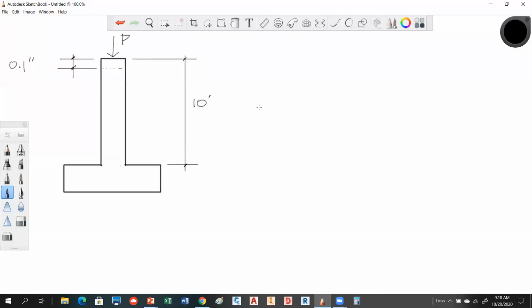So strain, quite literally, is defined as your incremental amount of change divided by your original length. In this case, our incremental deformation is that amount, which is in inches. L is in feet. Now, we can convert that to inches. If we multiply that by 12, that would give us 120 inches. Everybody agree with that number? I'm getting that, just multiplying by 12, right?